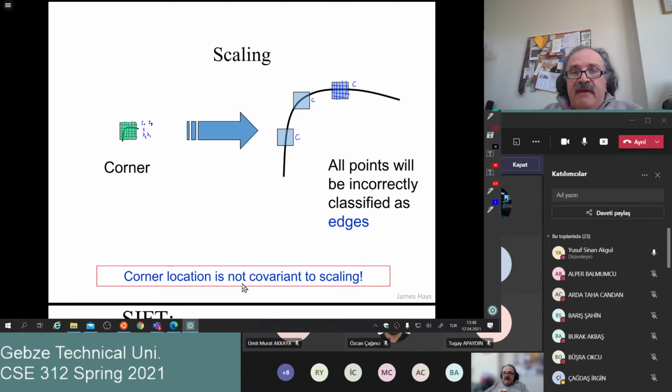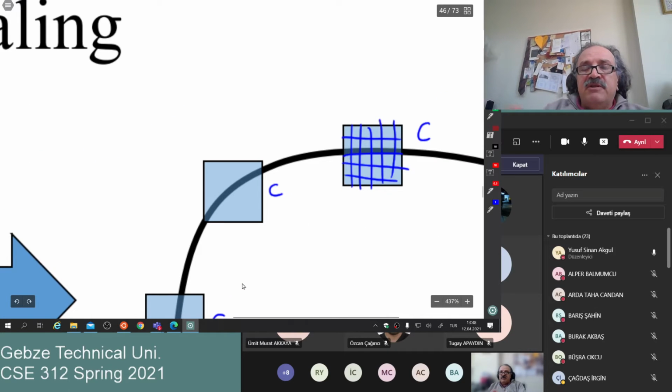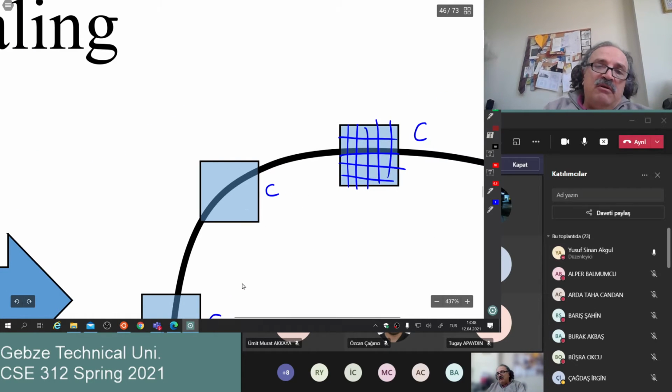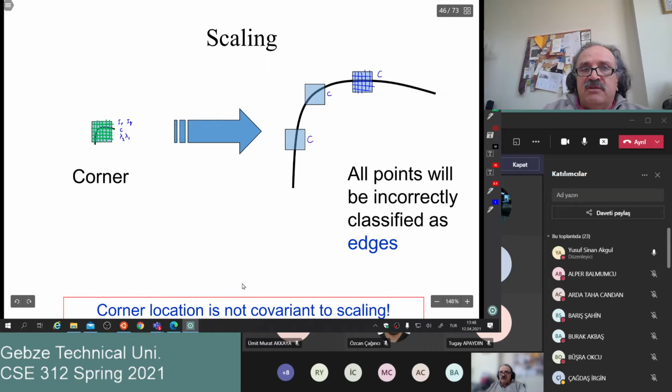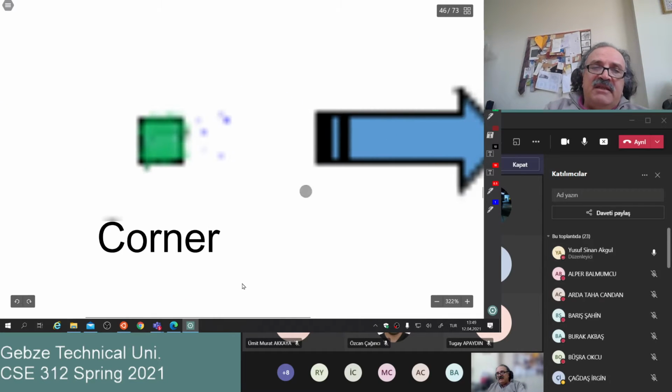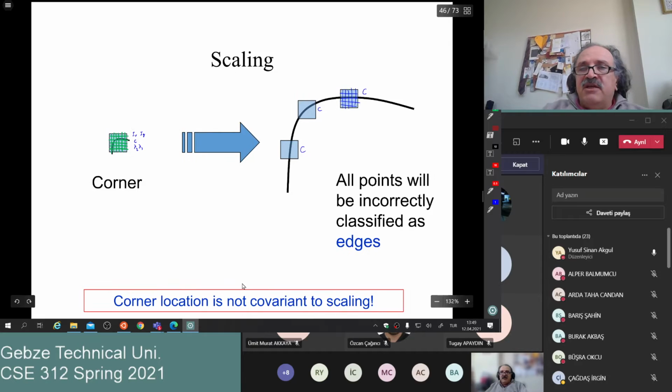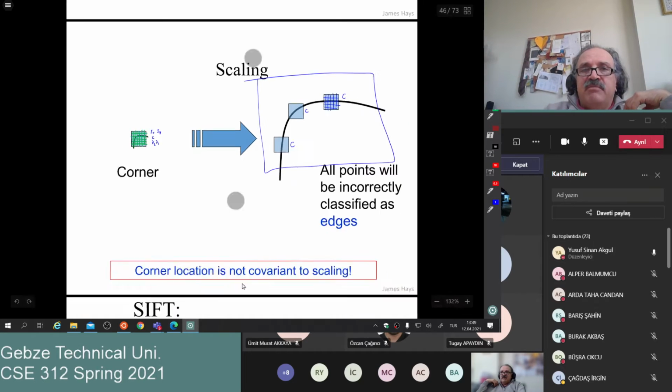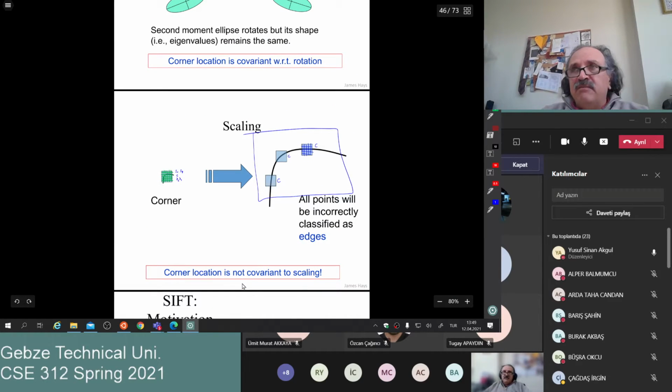scale invariant. We are sensitive to scaling. That means that if my corner detection window size is this small, I cannot detect this large corner. If the corner is small, then I can detect it. But if the corner is large, then I cannot detect it. So what am I gonna do? I need a window of this size. Okay, so that's a problem. That's the motivation of SIFT, actually.